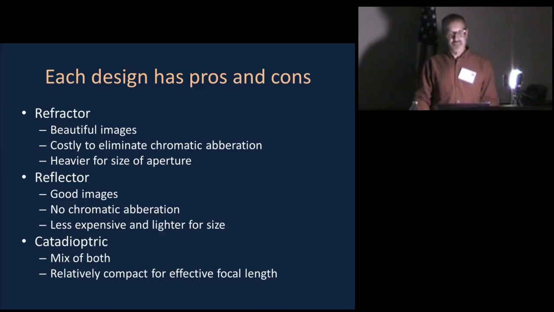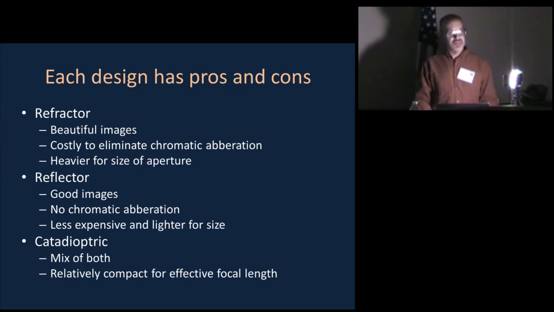So each design has pros and cons. Refractors can make quite gorgeous images. If you ever look through Nathan's telescope, you've seen some of those things. Actually, the picture that Greg showed of the comet, that was done through a refractor. They can be quite nice telescopes. Now, however, I mentioned all those challenges with getting all the colors to line up right. There's some cost that comes about to correct that chromatic aberration. Also, with all those lenses in there, for the size of the aperture you're getting, they can be quite heavy.